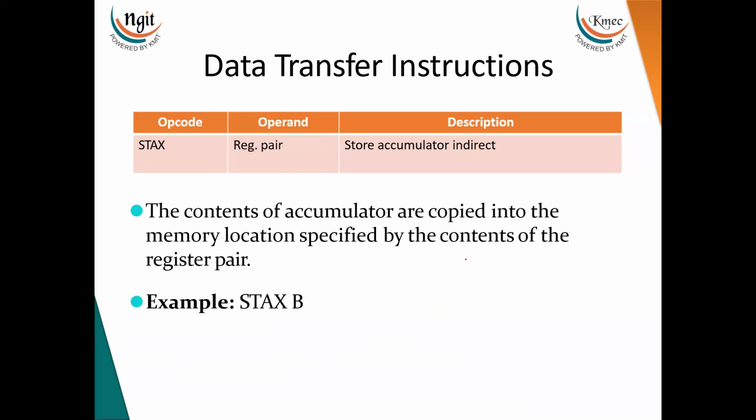Now STAX, register pair. The content of the accumulator is stored into the memory location specified by the content of the register pair. For example, BC is pointing to one location, say 6500. Whatever the data is in the accumulator will be loaded into this location. This is the indirect form.